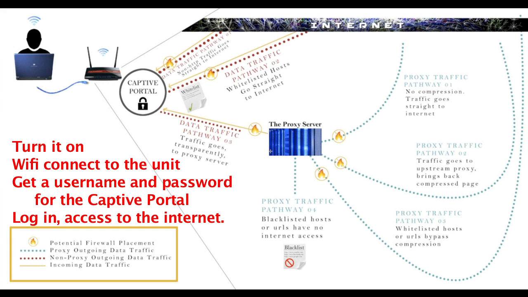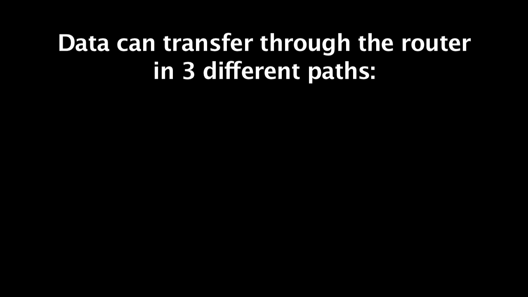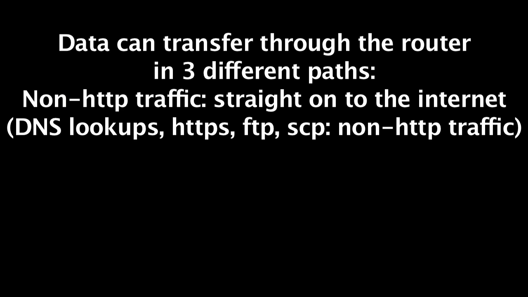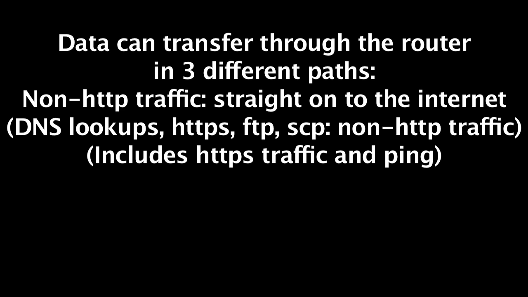That's the thing that's facing the user. Once a user logs into the captive portal, data can transfer through the router in 3 different paths. So first one is non-HTTP traffic, which goes straight onto the internet: DNS lookups, HTTPS, FTP, SCP. So non-web traffic, and that includes HTTPS traffic.